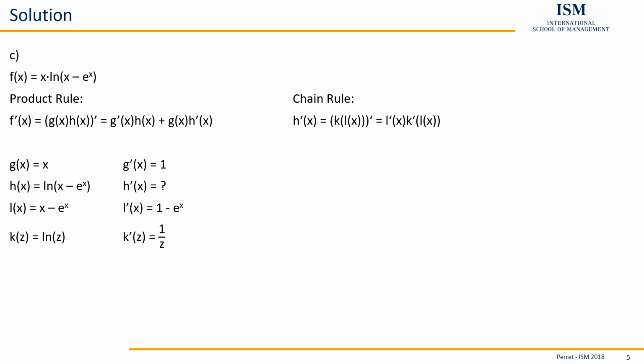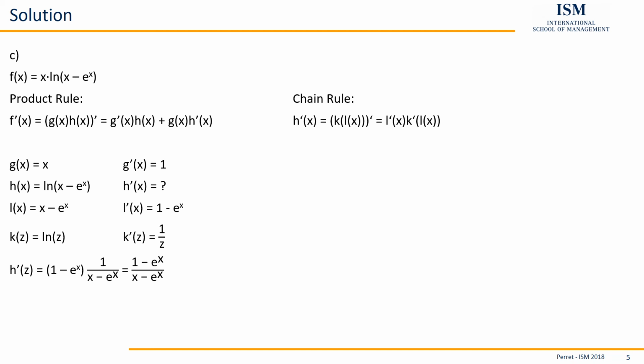Then we can get the derivative of h by plugging together the parts for L and K. It's the derivative of L, 1 minus the exponential function, times the derivative of K, 1 divided by, and instead of the z, we insert the original L. So we have 1 divided by x minus the exponential function. Put together, this reads as 1 minus the exponential function divided by x minus the exponential function. And this is the derivative of h.